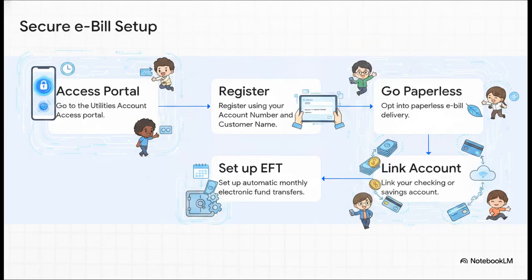For those of you who just want to automate your life and not worry about this every month, here are the simple steps to set up your ongoing profile in the secure e-bill portal. First, head to the Utilities Account Access page. You'll register using that exact account number and customer name we found on your statement earlier. Next, opt into paperless billing, and then link your checking or savings account. Once you set up those automatic monthly electronic fund transfers, or EFTs, your bill basically pays itself every single month. You just set it and forget it.